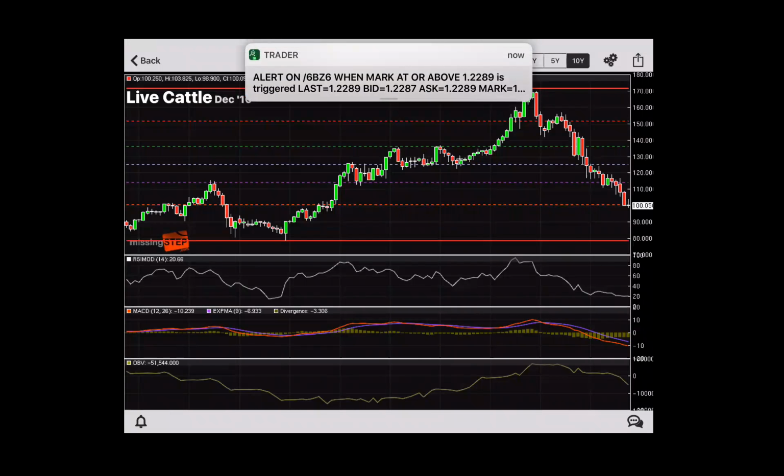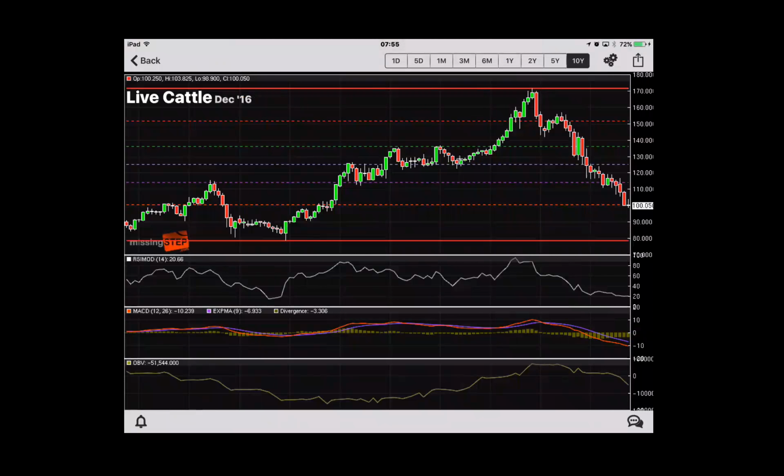All right, what do we have for alert? Okay, so British pound moved up here. British pound is coming off the bottom. We're at 122.74. And when I started this, it was around 122.50. All right, so live cattle.